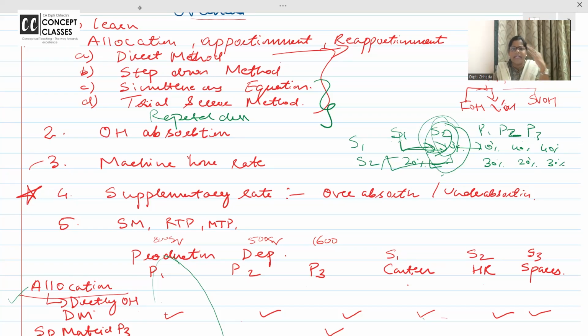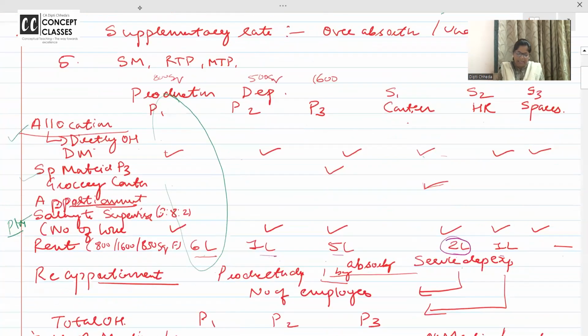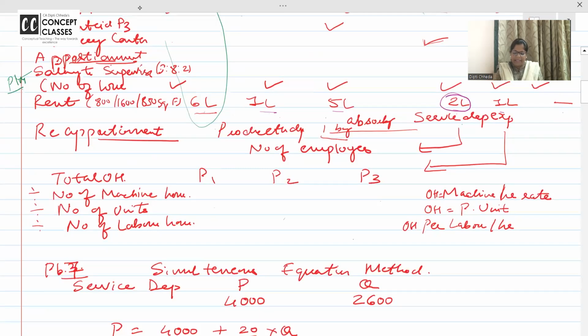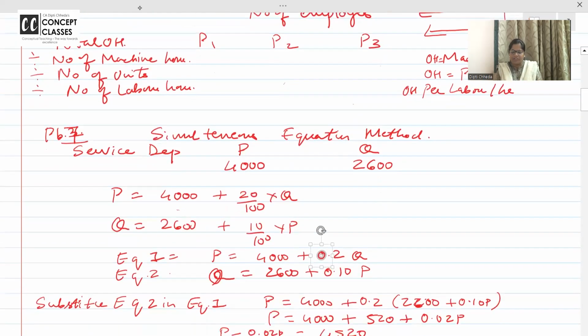कोई शॉर्टकट नहीं है, ये बार बार पढ़ना है. और कुछ लोग पूछ लेते हैं, मैम मेथड्स के आगे से कराओ, मैम वी विल डू ओनली मशीन आवर रेट एंड वो अंडर ओवर एब्जॉर्प्शन, वो क्योंकि बड़ा इजी है. ये एग्जाम में आते हैं मेथड्स, तो आपको करना है. चलें, कैसे करेंगे? साइमल्टेनियस इक्वेशन मेथड.